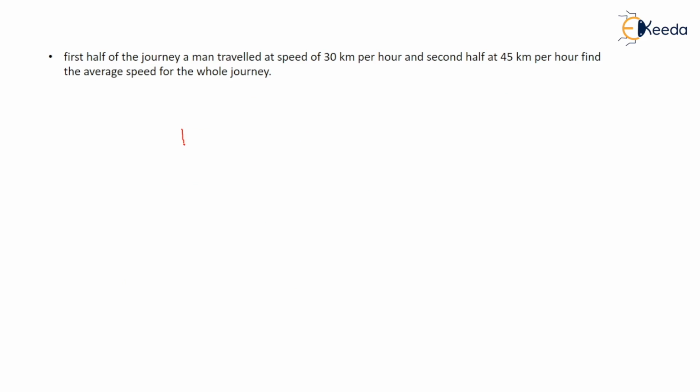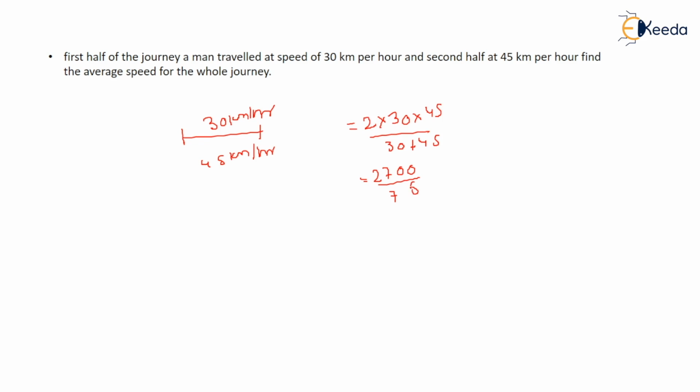Now this is very simple, a similar concept. Going the first half at 30 kilometer per hour, coming back at a speed of 45 kilometer per hour. Now average speed is asked, so you will simply use twice the product of the speeds divided by the sum of their speeds. So 2 into 30 into 45 comes out to be 2700. Divide by 45 plus 30, which comes out to be 75. Divide by 75 and it comes out to be 36 kilometer per hour. This is the average speed. This is how you have to find it. Very simple concept it is.